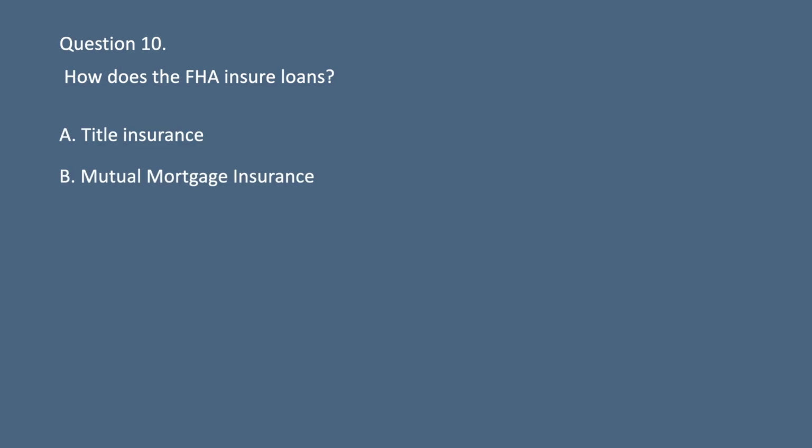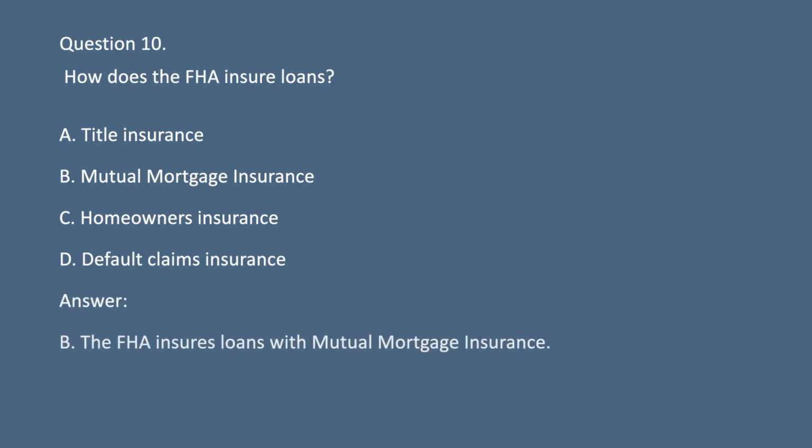Question 10. How does the FHA insure loans? A. Title insurance. B. Mutual mortgage insurance. C. Homeowners insurance. D. Default claims insurance. Answer: B. The FHA insures loans with mutual mortgage insurance.